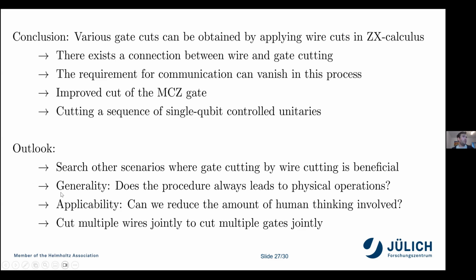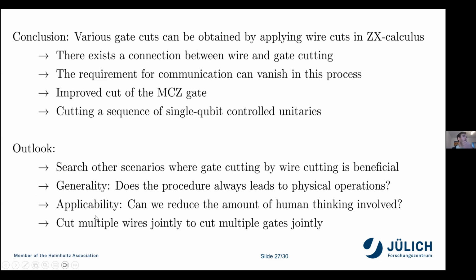Yeah, also we would be interested in improving the applicability of what we do, because right now every step still requires a lot of human thinking, and maybe it can be automated a bit.